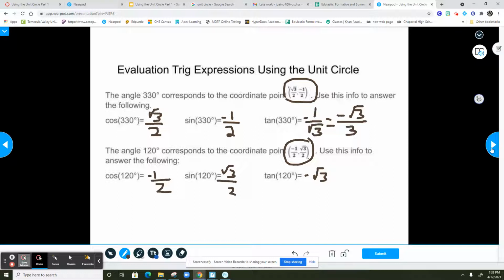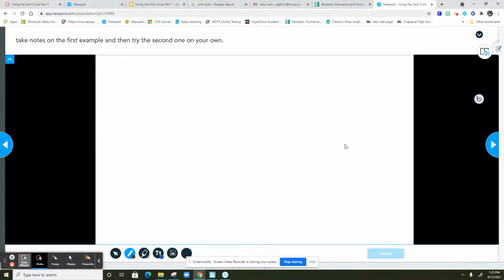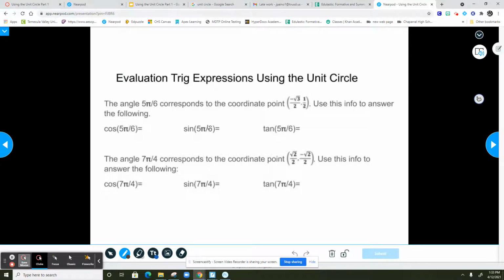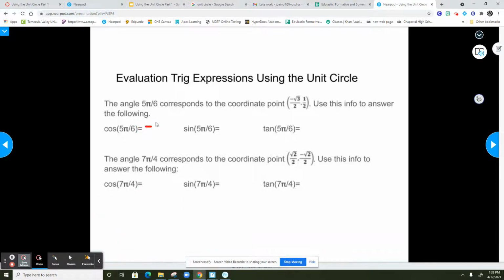All right, let's do it with radians now. So same questions as before, just now this stuff is in radians. So cosine of 5 pi 6. All right, again, we just talked about this. Remember, that's in the second quadrant, so that's negative and positive. So cosine is negative rad 3 over 2. Sine of 5 pi 6 is 1/2.